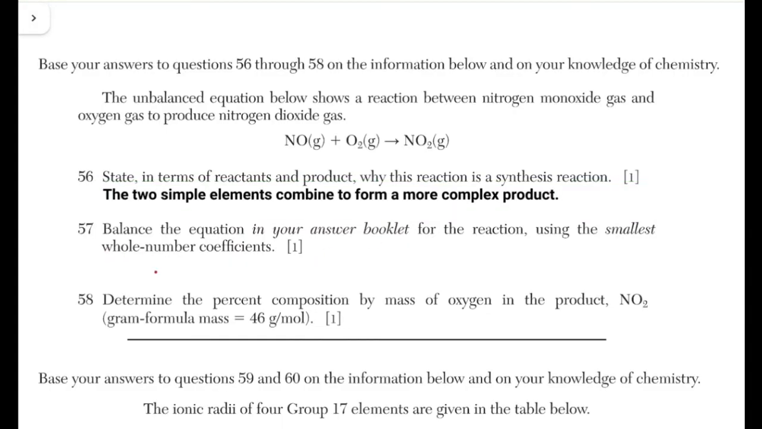Balance the equation in your answer booklet for the reaction using the smallest whole number coefficients. To balance the equation, there must be an equal number of each element on both sides of the equation. You can rewrite the equation and leave a space for a coefficient in front of the compounds or elements. On the reactant side, there is one nitrogen atom and 3 oxygen atoms. On the product side of the equation, there is one nitrogen atom and 2 oxygen atoms.